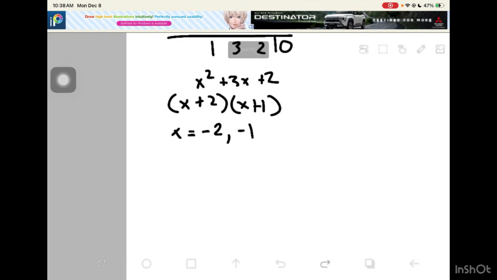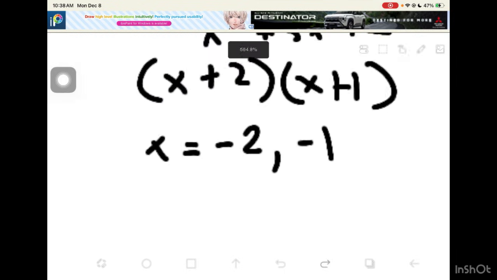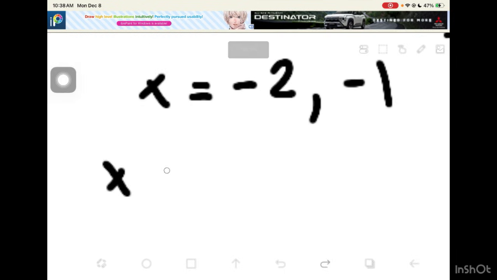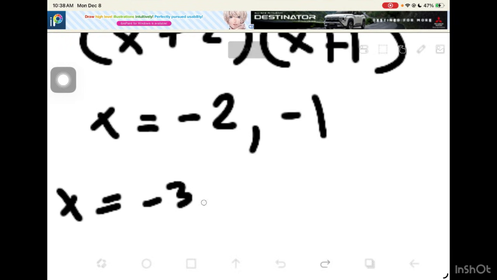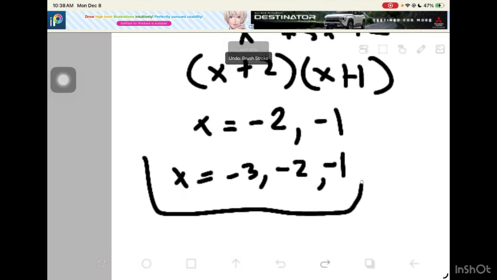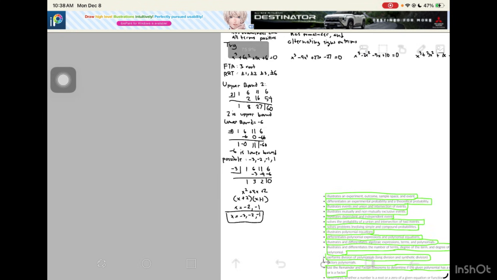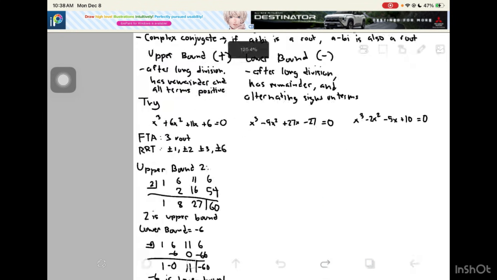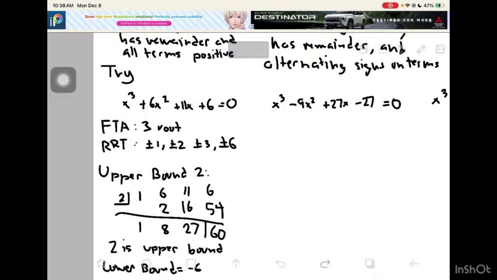Okay, let's see our total roots. So x is equal to negative 3, negative 2, negative 1. Okay, so no special cases there, as you could see. But let's try the second one.